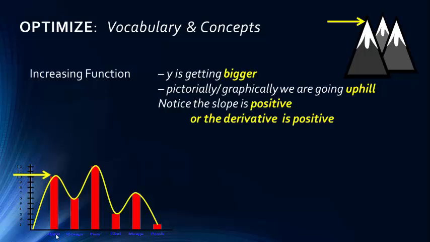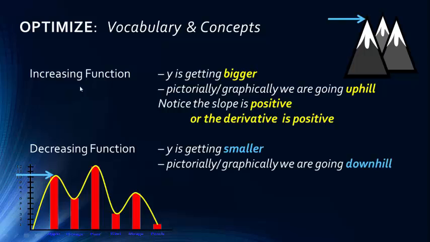Now notice that the slope is positive, right? Remember that we have an increasing function. When a function goes up from left to right, the slope is positive. And since the derivative is the slope at any point along here, we know that the derivative is positive. So an increasing function, a function that is increasing, has a positive derivative. A positive derivative indicates that the function is going up.